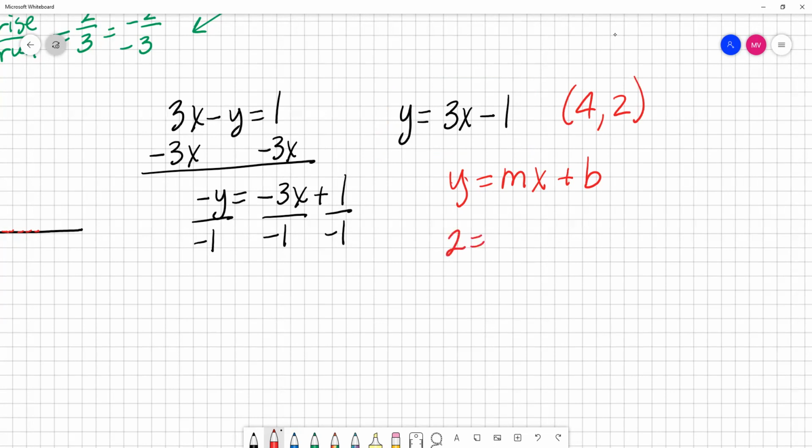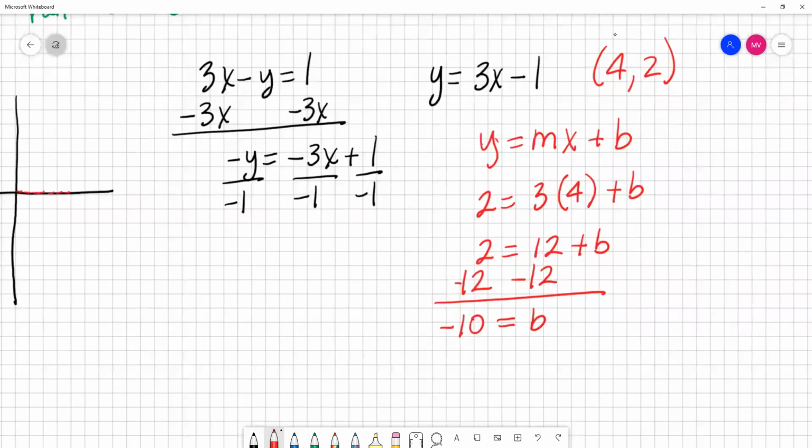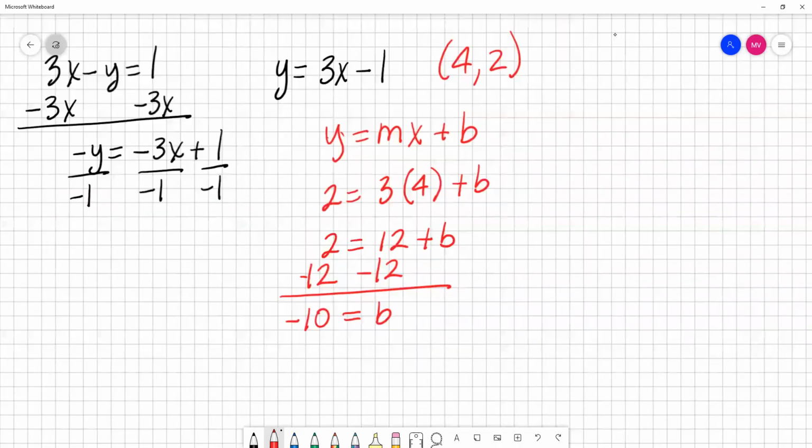Right, 2 equals 3 times 4 plus b. b is our unknown. Negative 1 is the y-intercept of the line equation that they gave us. That is not the y-intercept of the one that goes through (4, 2). These are parallel. Okay, so 2 equals 12 plus b, subtract 12 from both sides, and your y-intercept is -10. So what's your equation?